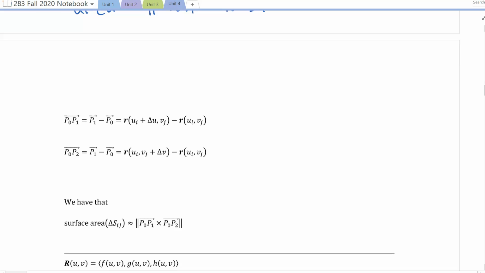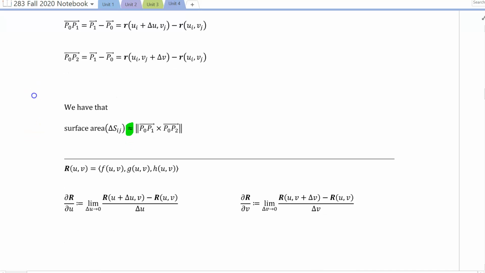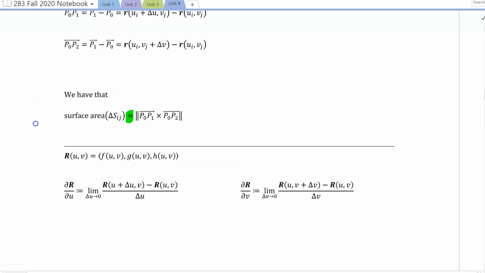Now again, the key thing is that the surface area we're looking for is going to be approximately equal to the length of that cross product. Now what we need to do next is get a better expression for that, because we want to let delta v and delta u each approach 0, and we can't get a very good expression using those difference vectors because they'll both approach 0. Alright, so let's see how we're going to be able to rewrite that. It's going to turn out that we're going to rewrite that in terms of the partial derivatives.